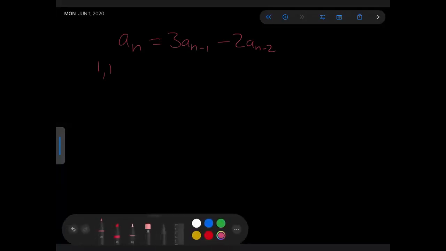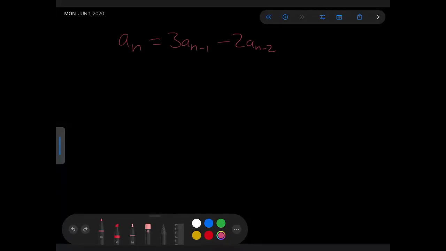So suppose we had a sequence where we said a sub n is equal to 3a sub n minus 1 minus 2a sub n minus 2. And we said our first terms were 1 and 1. Why are we doing the first terms 1 and 1 thing? Well, this only works if n is greater than or equal to 2, right? What if n equals 1? What if n equals 0? Which is why you have 2 parts to a recursive problem.